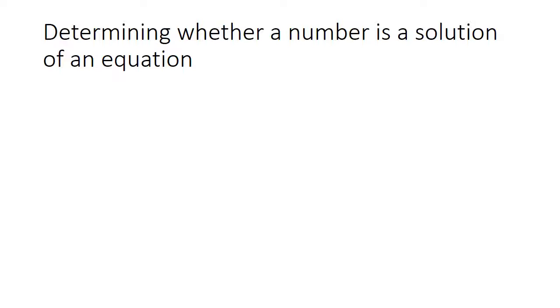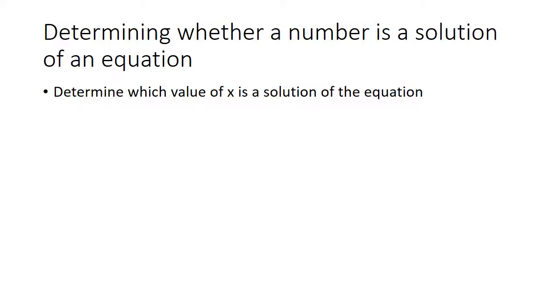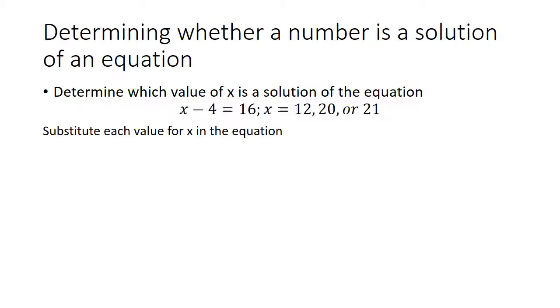First activity we're going to be doing is substituting numbers in to decide if that number is a solution to the equation. Remember, a solution has to make the equation true. So we want to decide which value of x is a solution for the equation. Here's our equation, x minus 4 equals 16. And here's our possible solutions, 12, 20, and 21. So in order to decide which of those is going to be a solution to the equation, we're going to substitute each value for x into our equation and see which one comes out correct.